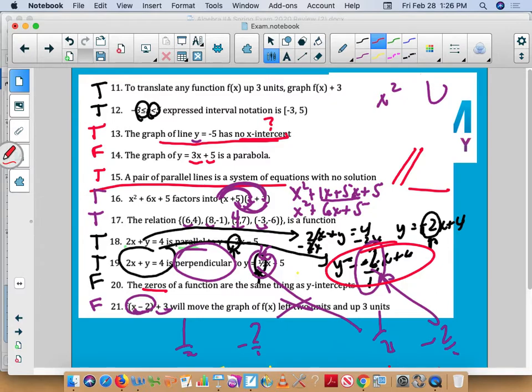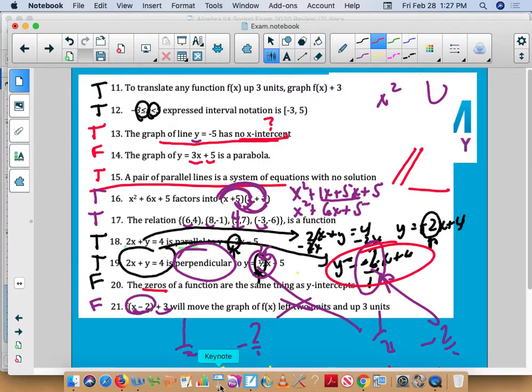Donna, you're not going to know the slope until you get it in y equals mx plus b. Okay? To know your slope, you get it in y equals mx plus b. All right? You can't just look at the equation. You don't know your slope at that point, unless it's already in y equals mx plus b. Okay? Opposite reciprocals. All right, let's move on.